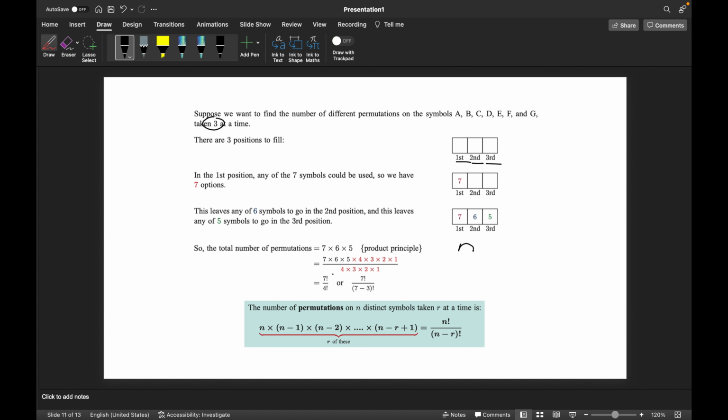And remember we saw nCr, right? There's something called nPr. P deals with permutation. So the number of permutations on n distinct symbols taken r at a time is n factorial divided by n minus r factorial.